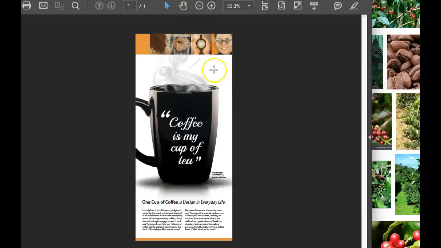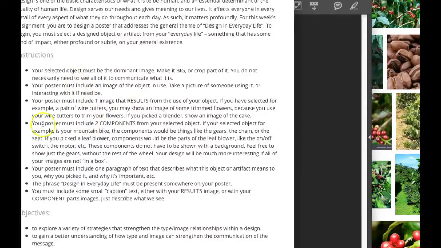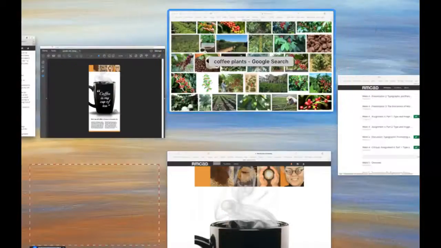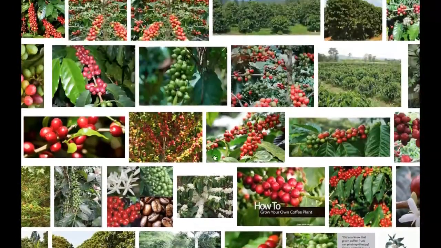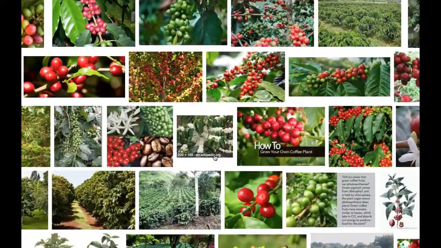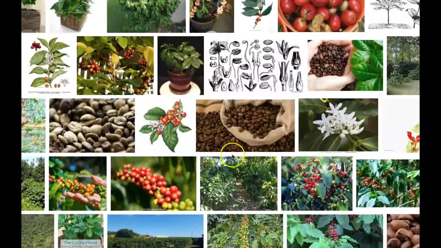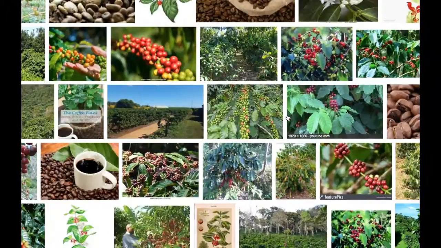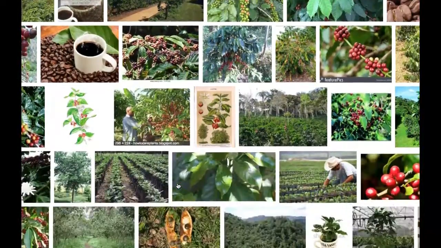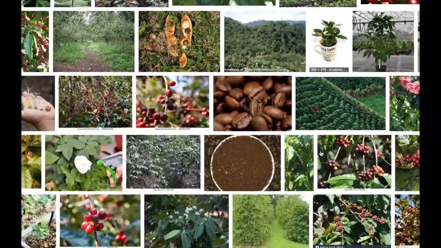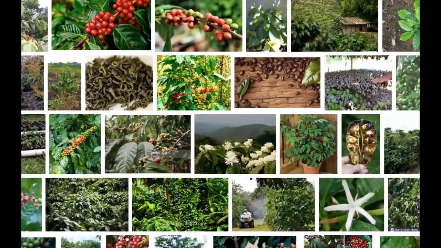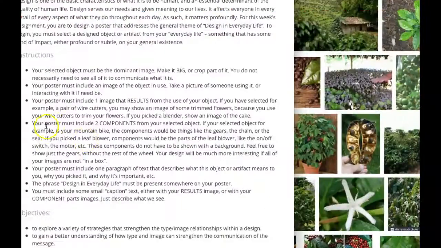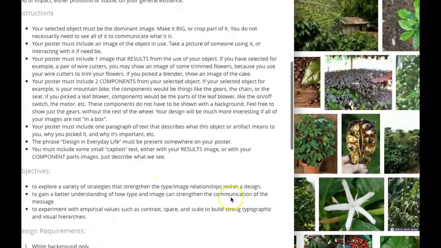So I'm thinking about that, and then your poster includes two components from the selected object. And I think this is where things like this could come in handy. Technically, a component of coffee is the harvesting and the whole drying of the beans, and maybe you could show some shots of that. Or maybe how they add flavor to coffee. I'm kind of reaching here, but I'm just thinking of the components of coffee. Do you see what I'm saying? So what could be the components of coffee?